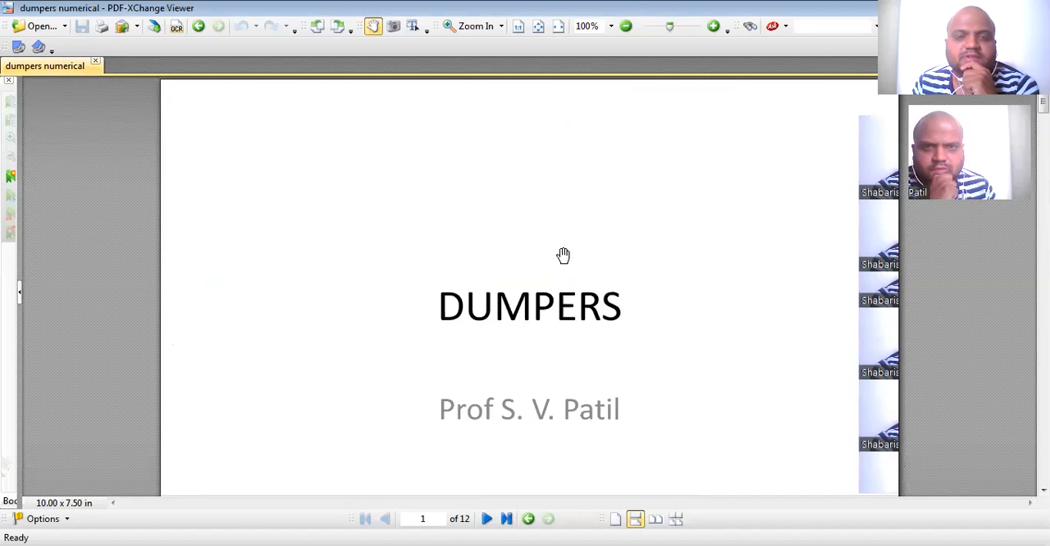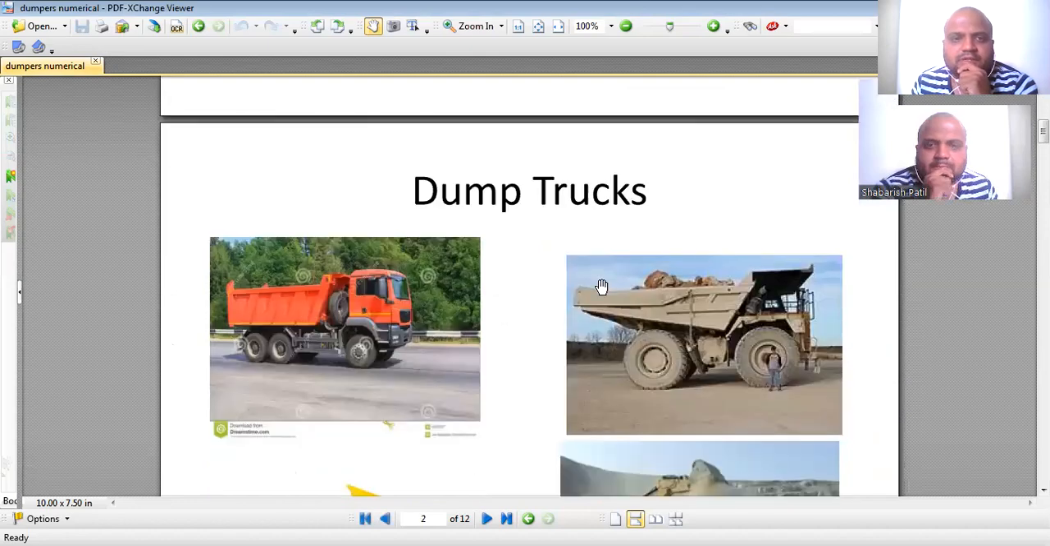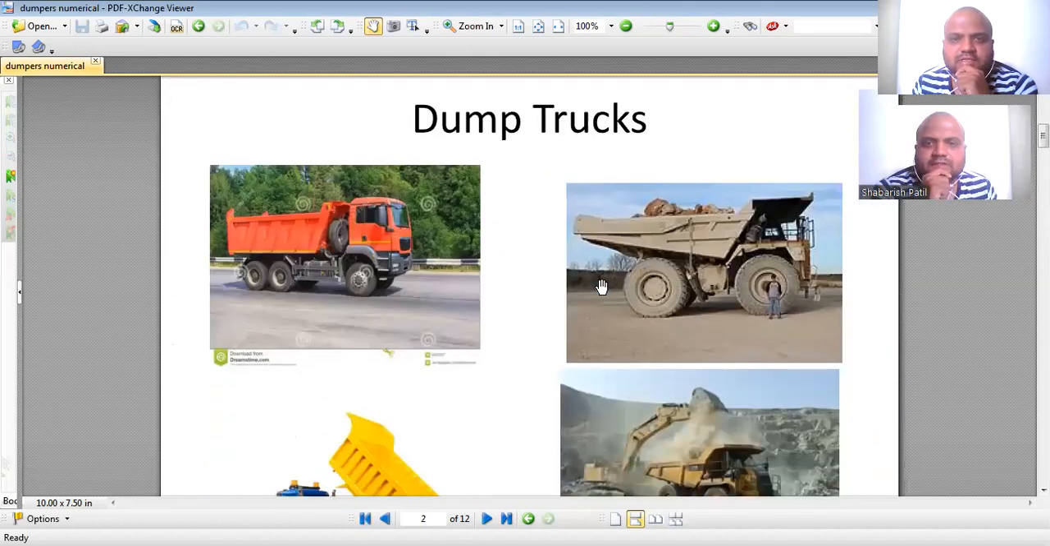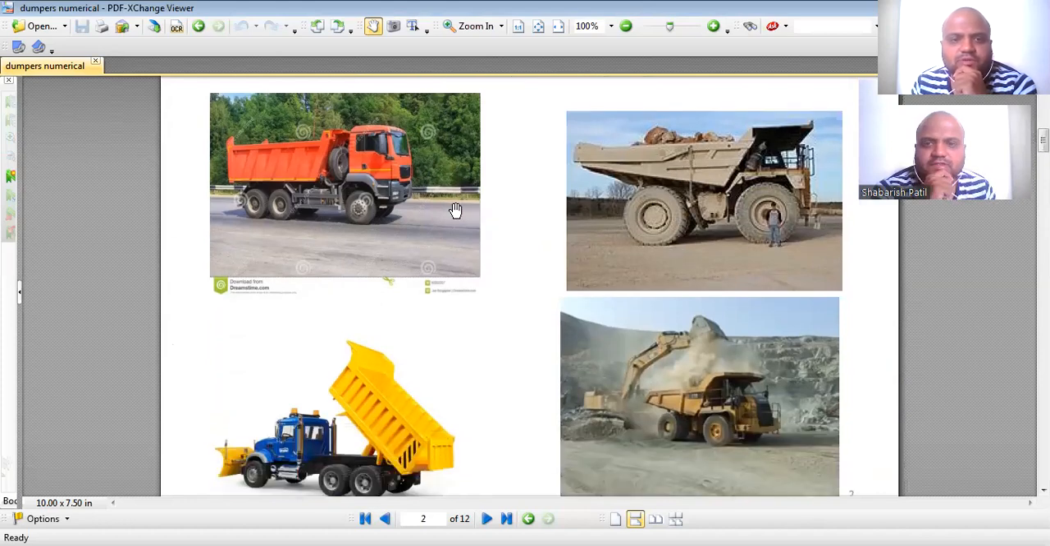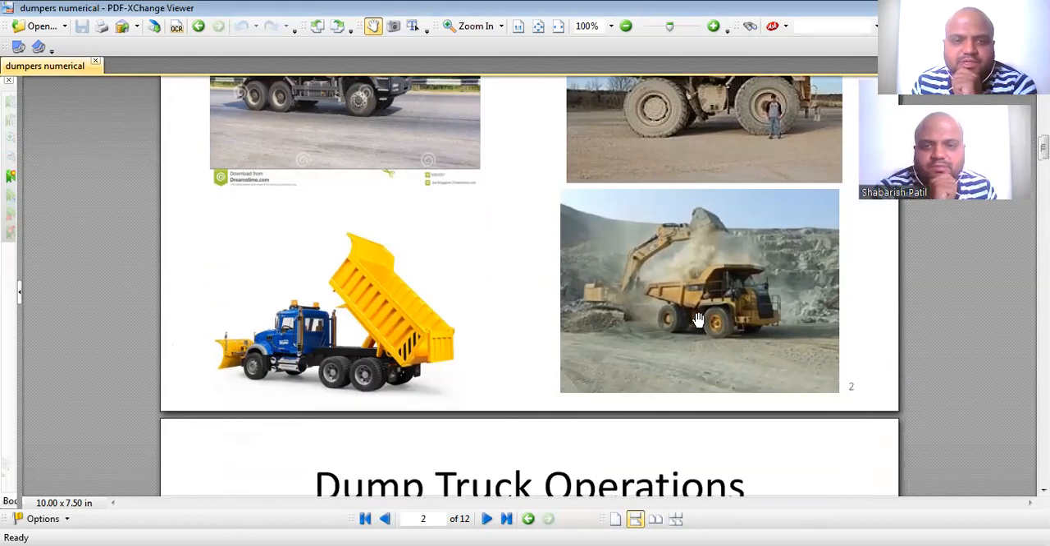Now we'll be discussing numericals on the dumpers or carriers. So dump trucks, in the last class we discussed the classification of the dump trucks. There are different classifications. The two types I am showing you are the on-highway dump truck and the off-highway dump trucks here.